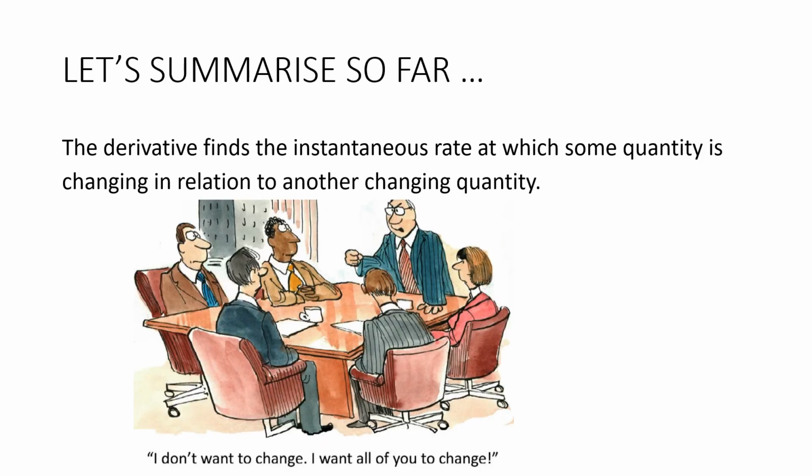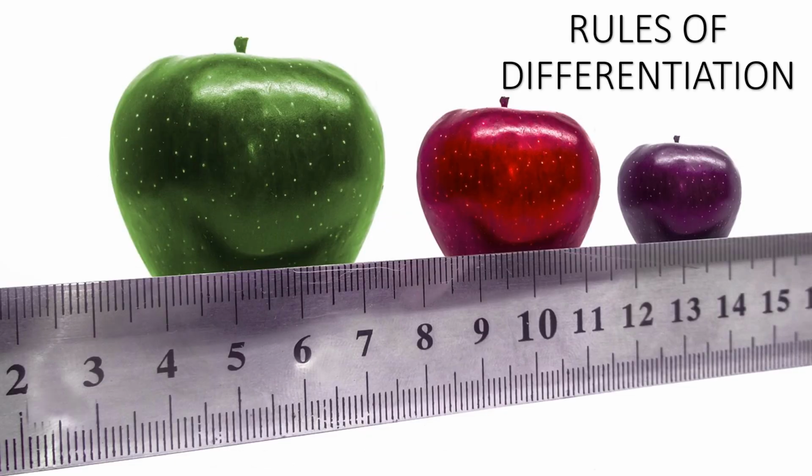Now we've learnt how to differentiate, but what does it all mean? Let's summarize. The derivative finds the instantaneous rate at which some quantity is changing in relation to another changing quantity. And in this video we've looked at how is y changing as x is changing, so dy dx. We've also looked at how is volume changing as radius is changing, and how is displacement changing as time is changing. And so that's it for this lesson. In our next lesson, we're going to look at rules of differentiation.